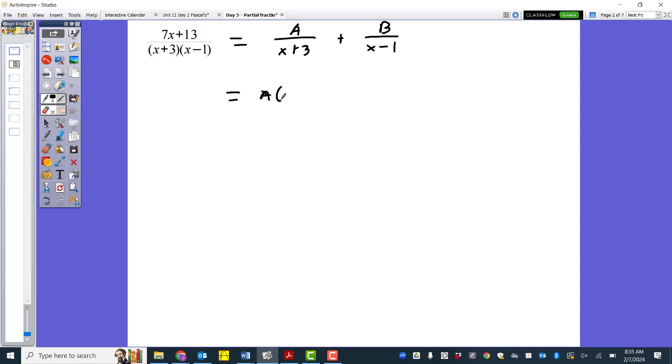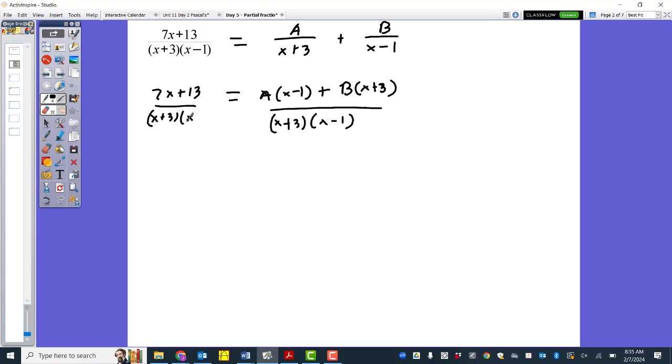Okay? And so if we were to do common denominator on this side, we would have gotten a times x minus 1 plus b times x plus 3 over x plus 3 times x minus 1 equals 7x plus 13 over x plus 3 times x minus 1. So we're breaking it apart into this, and we're getting this final part after we get common denominator.